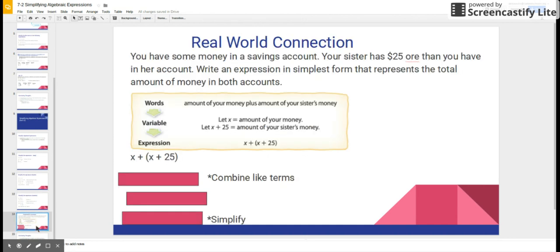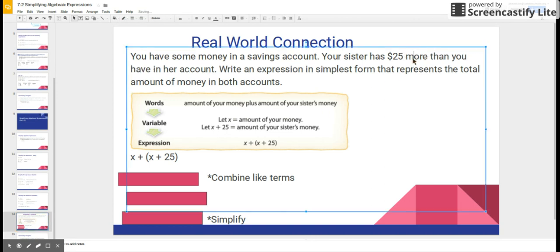All right, real world connection. You have some money in a savings account. Your sister has $25 more than you have in her account. Write an expression in simplest form that represents the total amount of money in both accounts.